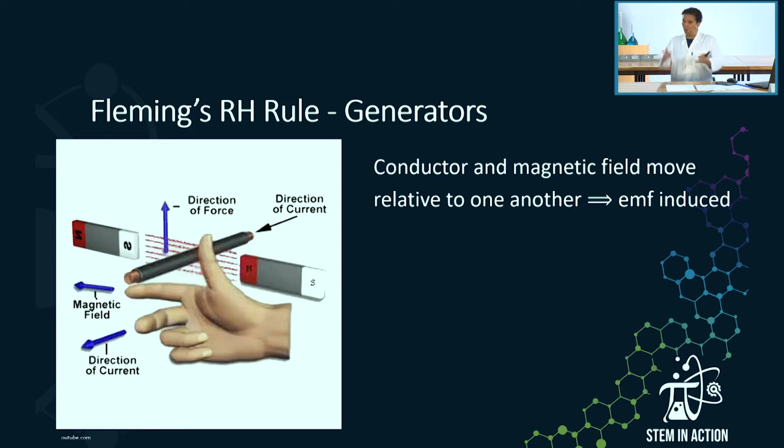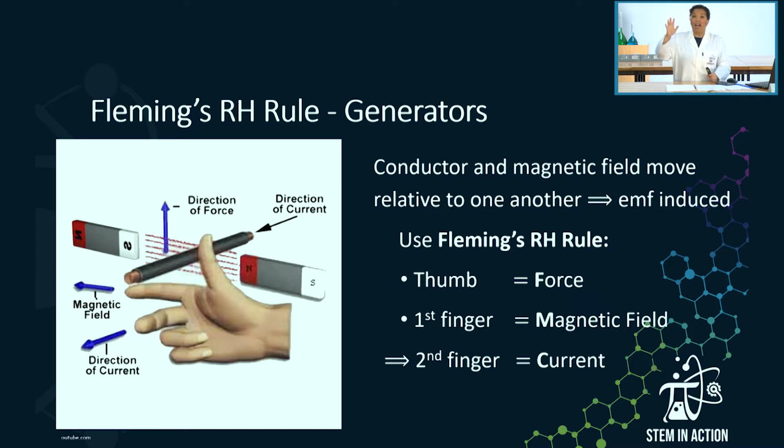So we've said when we've got a conductor in a magnetic field and they move relative to each other, we have an induced EMF. We are able to determine the direction of that induced EMF by using Fleming's right-hand rule. Of course, we need to use our right hand. Now, we're going to use 3 digits on that right hand. The thumb, the first finger, and the second finger. Important, they need to be at right angles to each other.